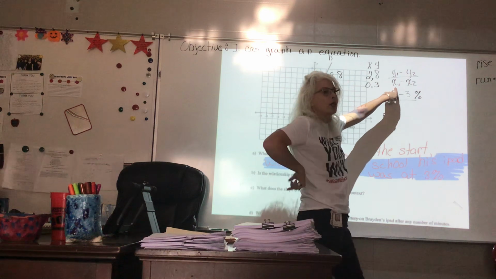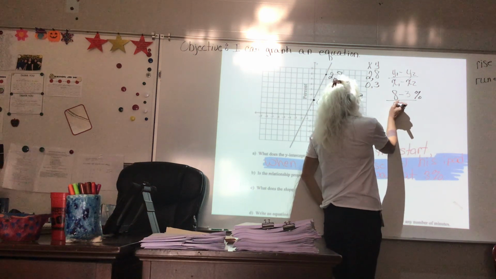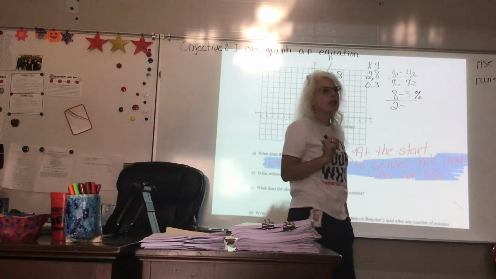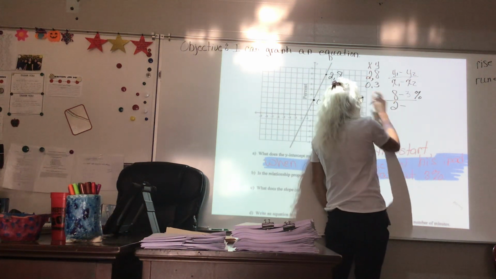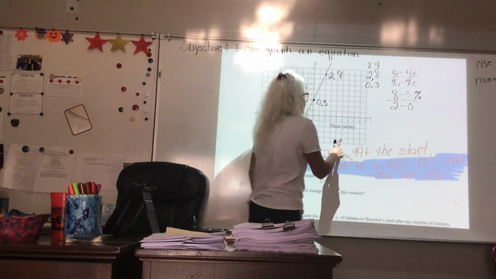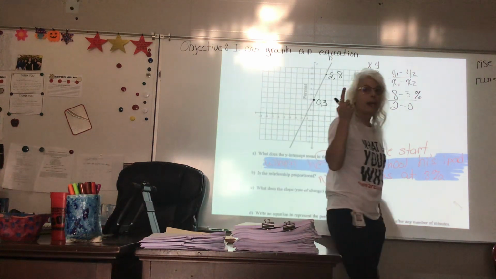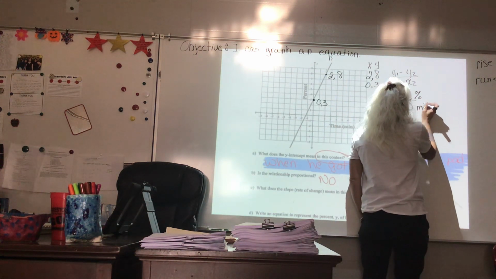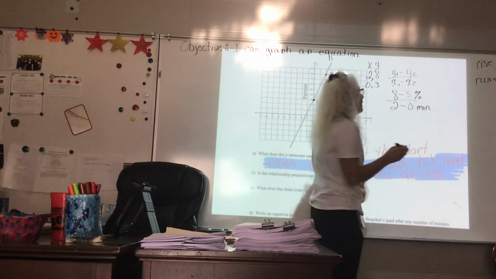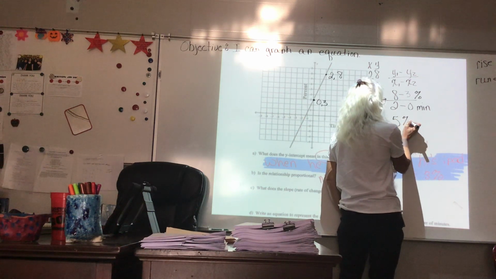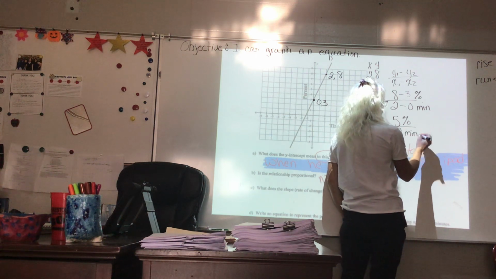X sub 1 means I'm gonna go to what column? X, and I'm gonna use which number? The first one. Minus x sub 2 means I'm gonna go to what column? The x, and then what number am I gonna use? The second one. These are my x's. What label is on the x-axis? Time, and the time is measured in, so I'm gonna put minutes. 8 minus 3 is 5%. 2 minus 0 is 2 minutes.